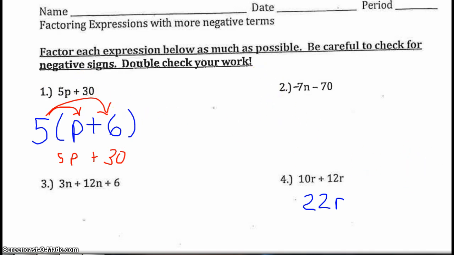But number 2 is new to us. Now, what I would do with this one, since it's a subtraction problem, and the variable is negative, I would rewrite this as negative 7n, that stays the same, but instead of minus 70, I would do plus negative 70. And here's why. When I go to factor these, I want to make n positive. I don't have to, but I'd like to make n positive. So what I'm going to do is I'm going to factor out a negative 7.